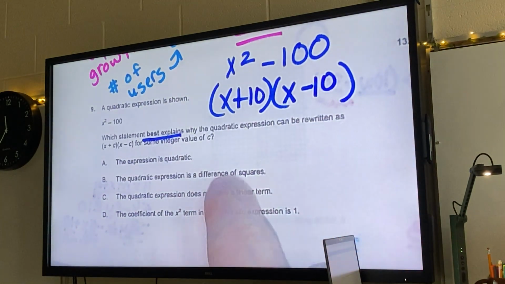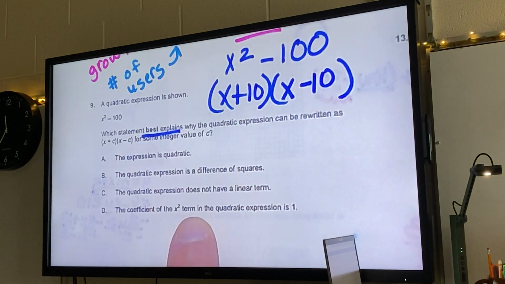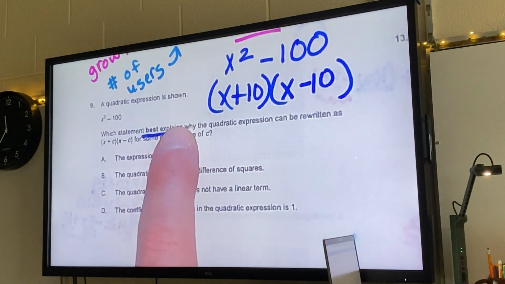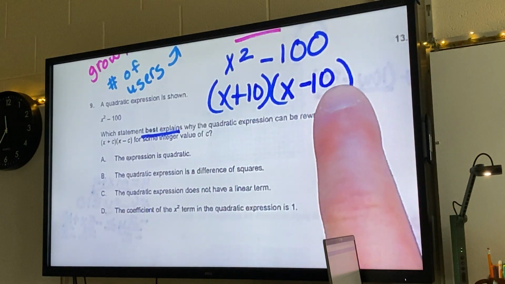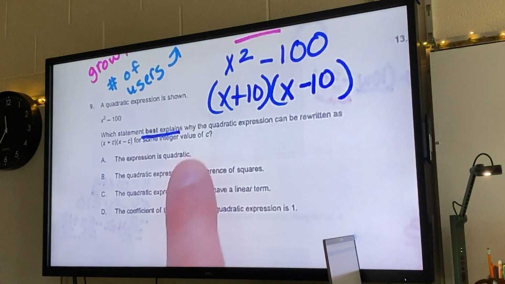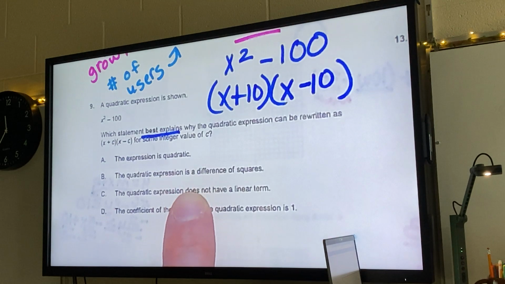All right, this is a tricky question because in theory, A, B, C, and D are all true statements. They're all true. But they want to know which one best explains why I can go from this to this. So, is it because it is merely quadratic? No. How about because it's a difference of squares?